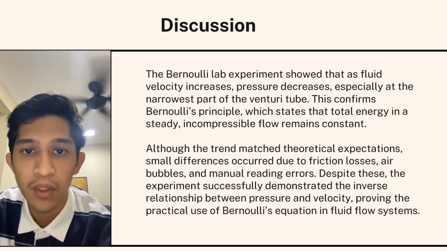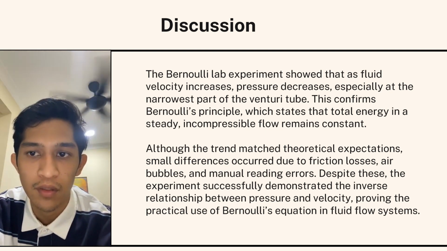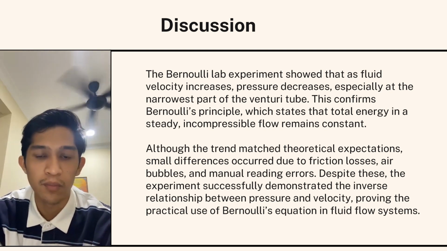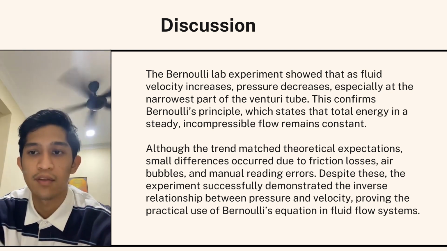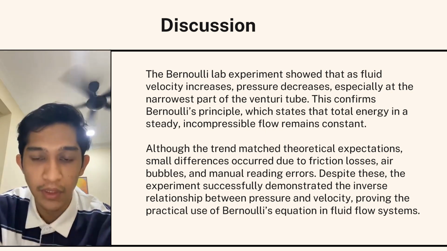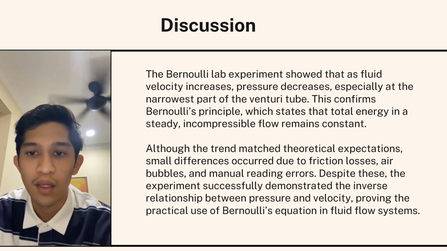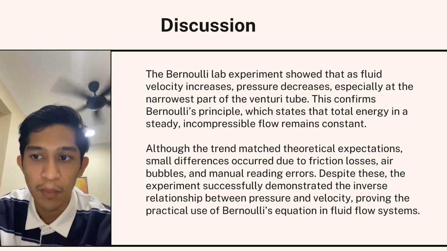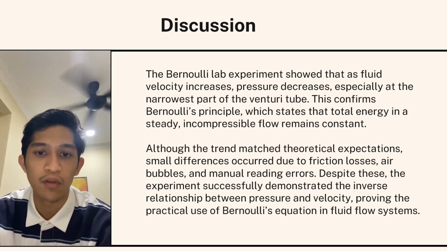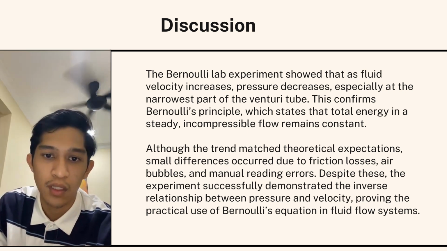For discussion, by doing this Bernoulli lab experiment, we can see that as fluid velocity increases, pressure decreases, especially at the narrowest part of the venturi tube. This confirms the Bernoulli principle, which states that total energy in a steady, incompressible flow remains constant. Although the trend matched theoretical expectations, small differences occurred due to friction losses, air bubbles, and manual reading errors. Despite this, the experiment successfully demonstrated the inverse relationship between pressure and velocity, proving the practical use of Bernoulli's equation in fluid flow systems. Thank you.